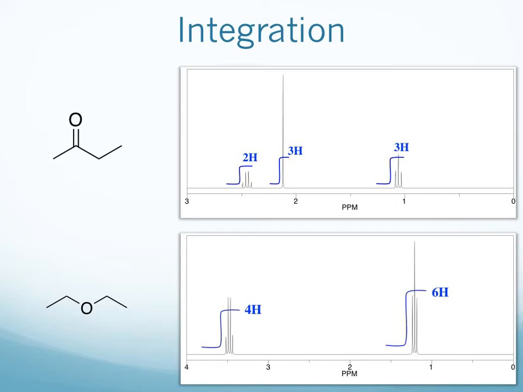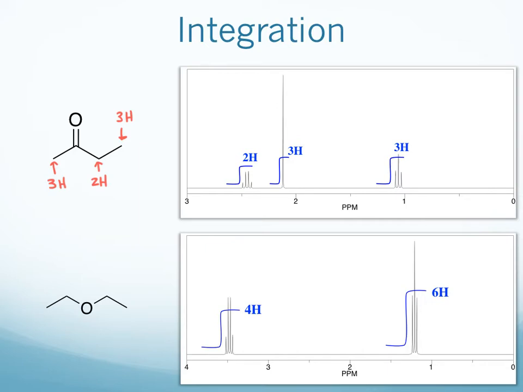So we'll start with this ketone right here, and you can see that this compound has 3 distinct types of hydrogen. We have first a CH3 group, so that signal should integrate for and represent 3 hydrogen. We have a CH2 group, and that should integrate for and represent 2 hydrogen. And then we have another CH3 group that is different than the first, and this should also integrate for 3 hydrogen.